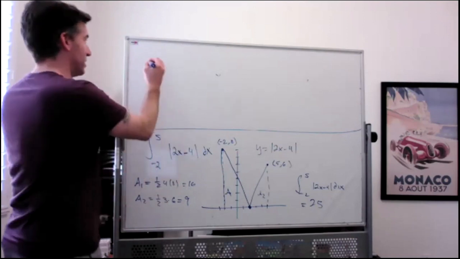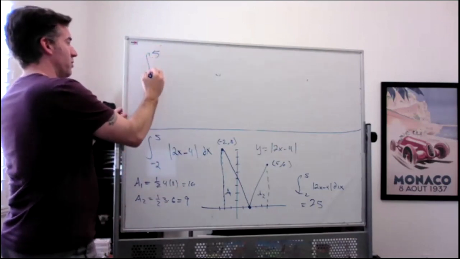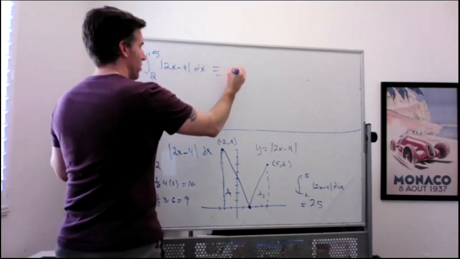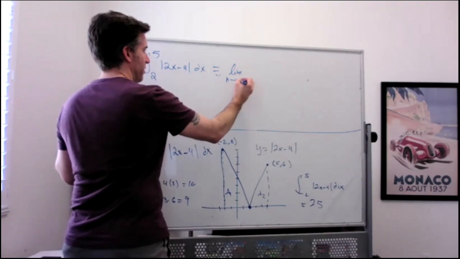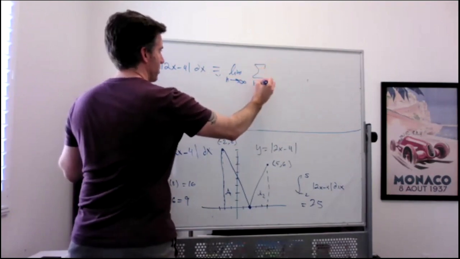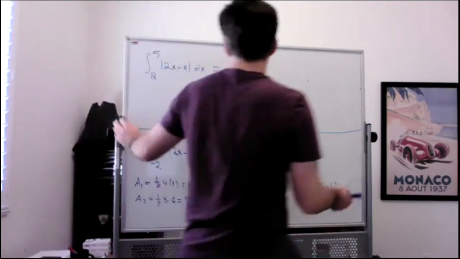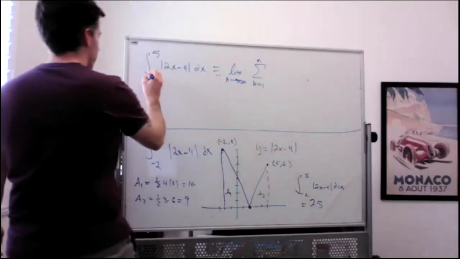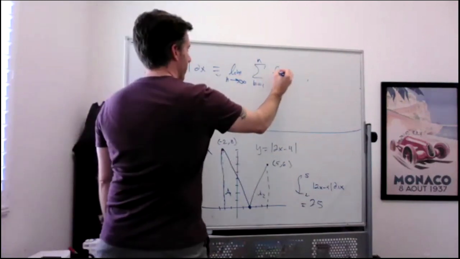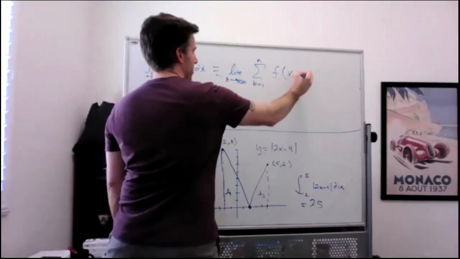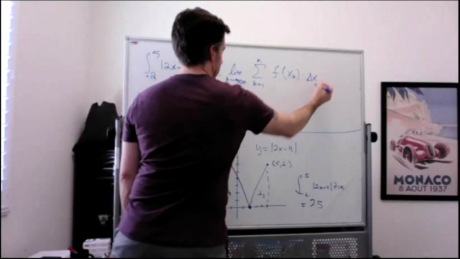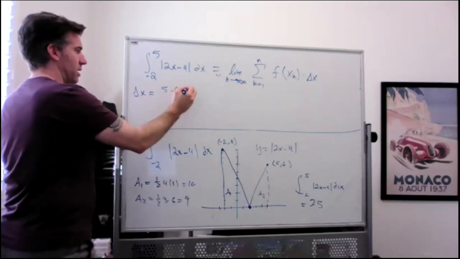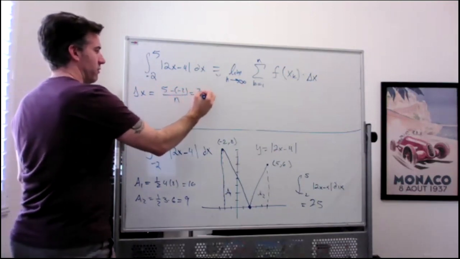It would look like this. The integral from 2 to 5 of the absolute value of 2x minus 4 dx is going to equal the limit as n goes to infinity of the sum from k equals 1 to n of my function evaluated at my right endpoint times my delta x. In this case, my delta x is b minus a over n, which is 7 over n.